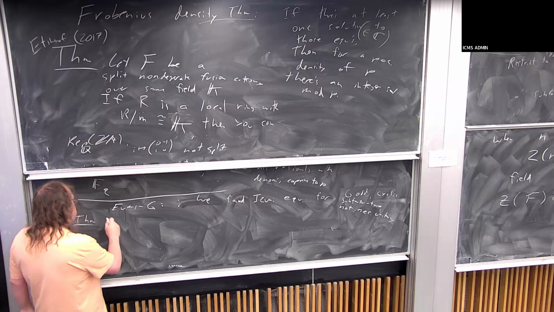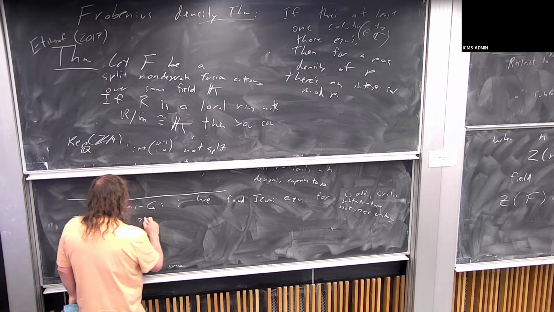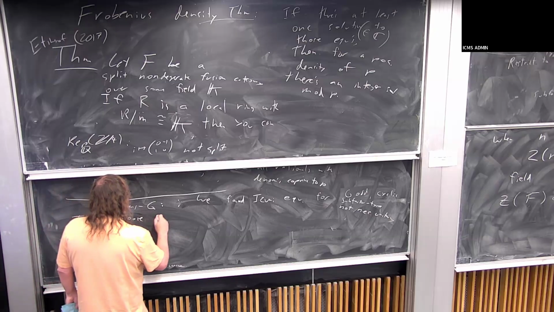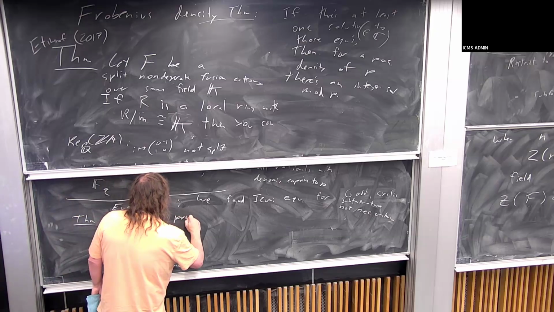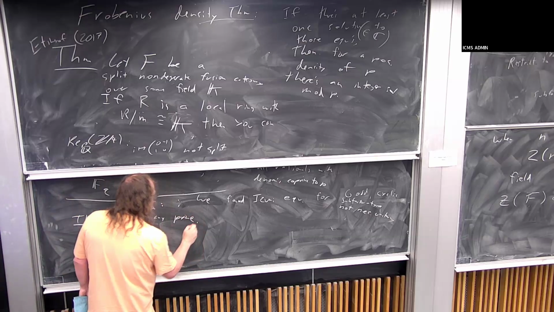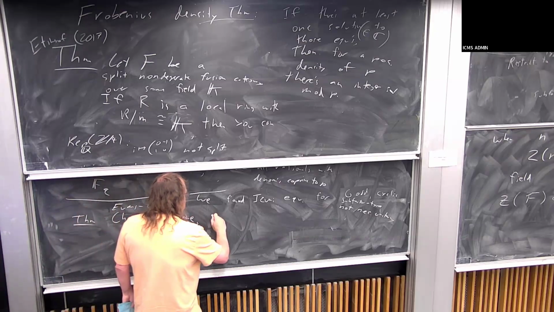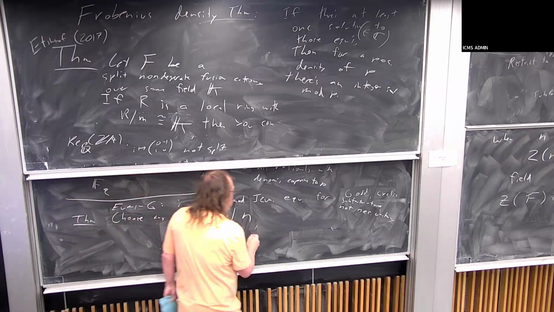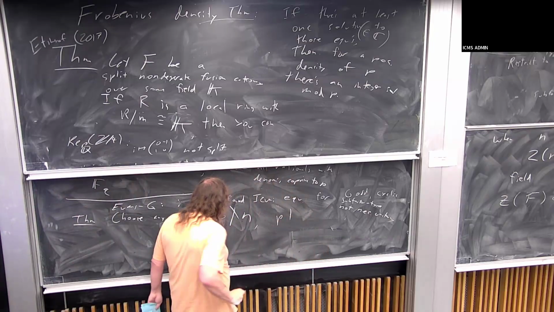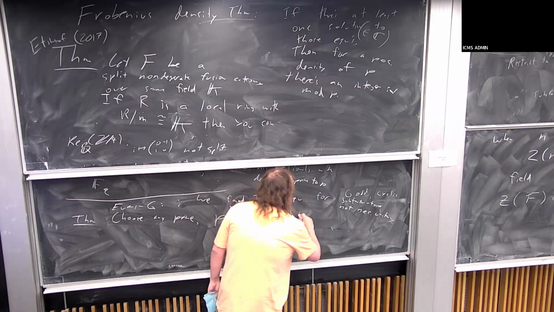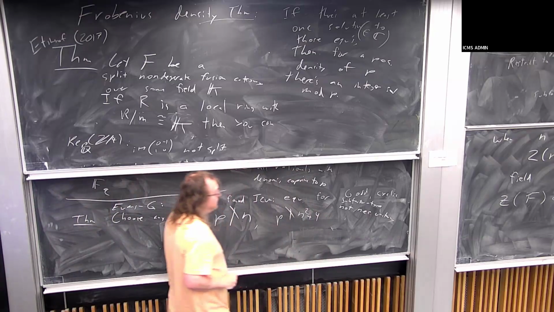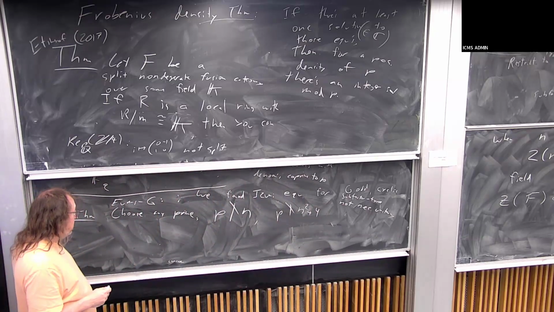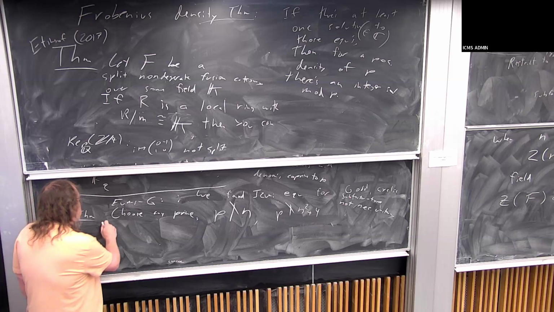So choose your favorite prime. You have to be careful. P can't divide the order of your group, and P can't divide n squared plus 4. Otherwise, it's going to divide the global dimension, which is a bad thing. It won't be non-degenerate.